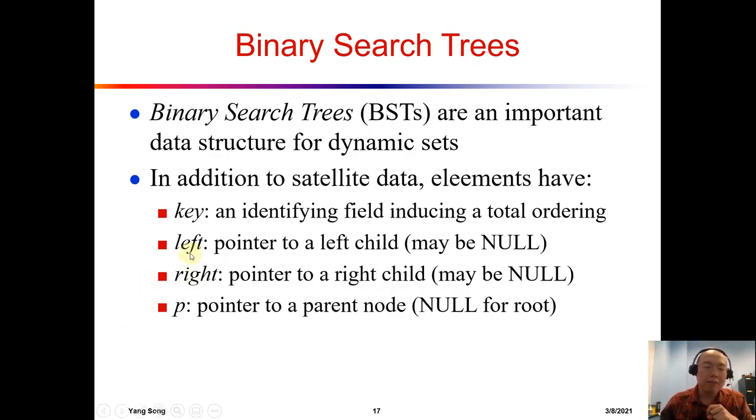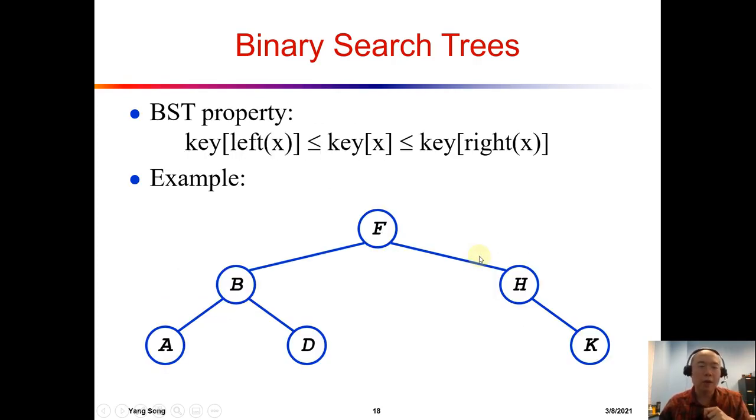Okay, and then for the left child, right child, and the parent, if you don't have such a node associated, then it can be a null. Okay, and then for the BST property, we want to enforce one property on the root of the BST and all the possible subtrees of the BST.